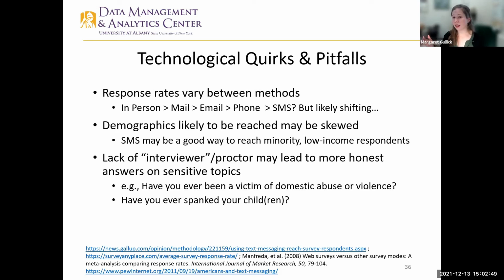Also, the lack of any interviewer or any what feels like a proctor might lead to more honest answers on sensitive topics if you have an online link to a survey, or if you text out a short survey. So if you're asking people if you've ever been a victim of domestic abuse or violence, have you ever spanked your children, feeling like I don't have to give an answer to a real other person who might judge me, and my answer will just be one number amongst a sea of many other respondents' numbers, might take some pressure off of me and might make me feel like I can respond honestly.